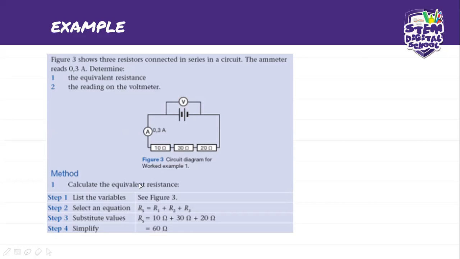So the reading on the voltmeter, remember what we said about a series circuit? We said it's a voltage divider. So we're going to say V equals V1 plus V2 plus V3. So what are we going to do? V in this case is going to be equal to I times R. So it's going to be 0.3 times 10, 0.3 times 30, 0.3 times 20, and then we're going to add them all together.